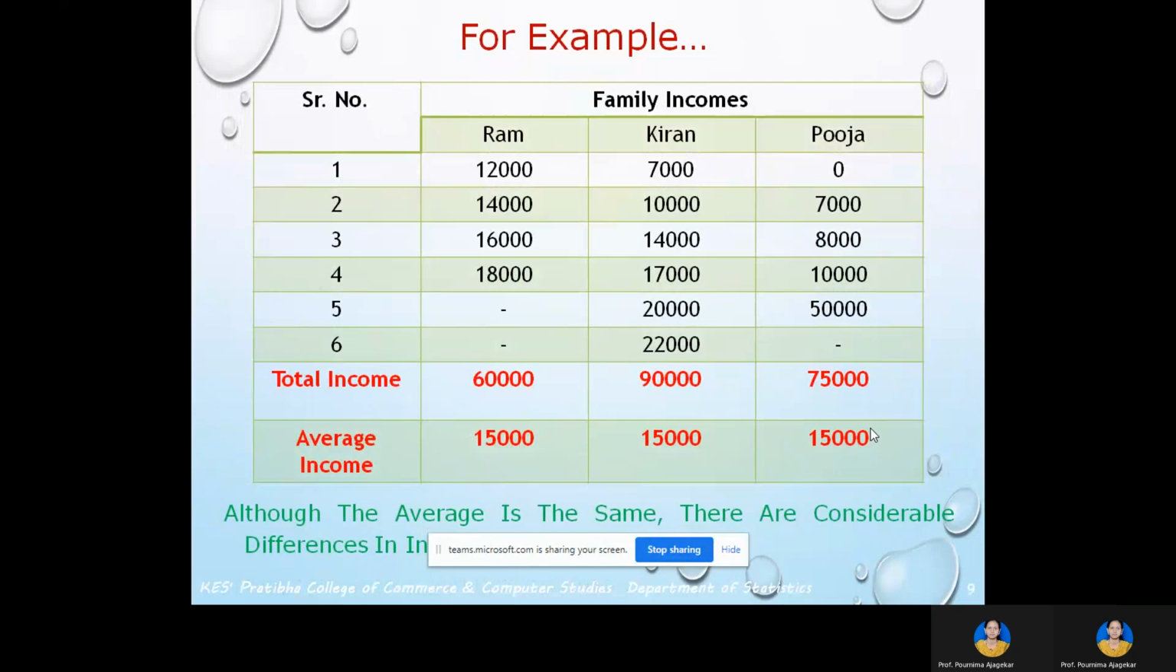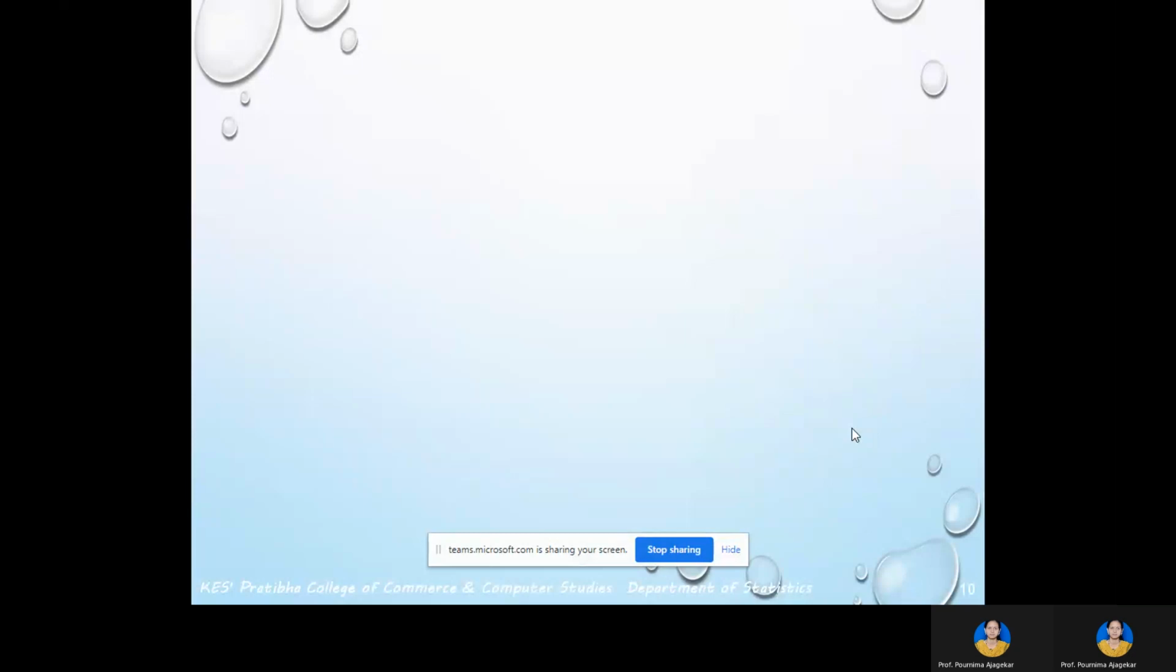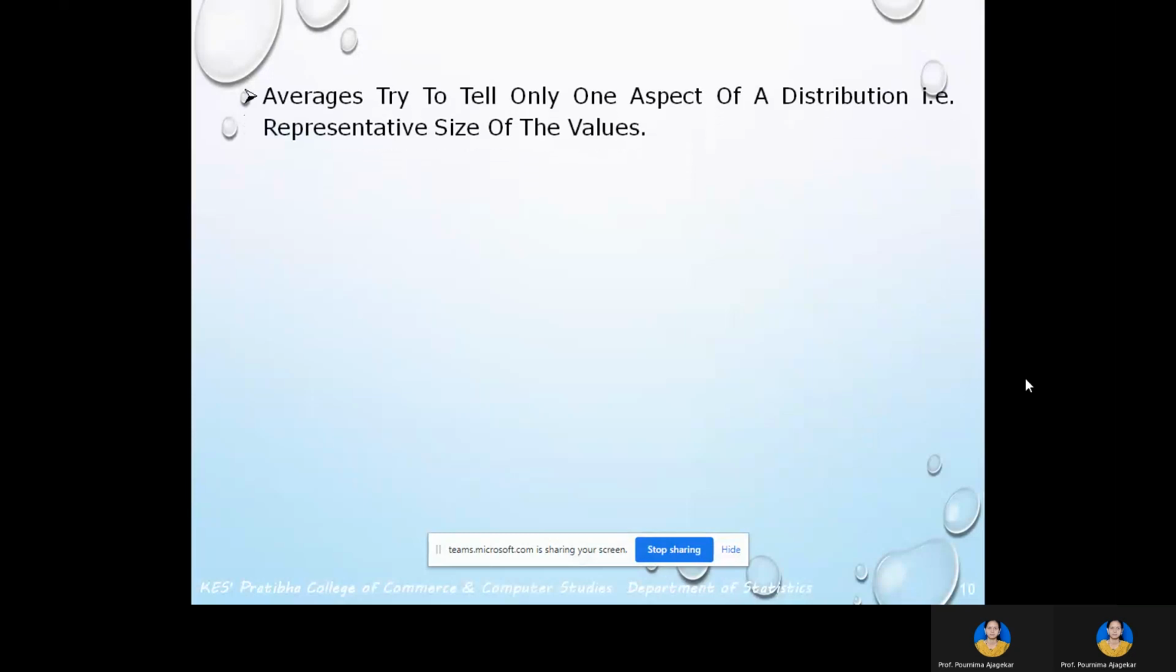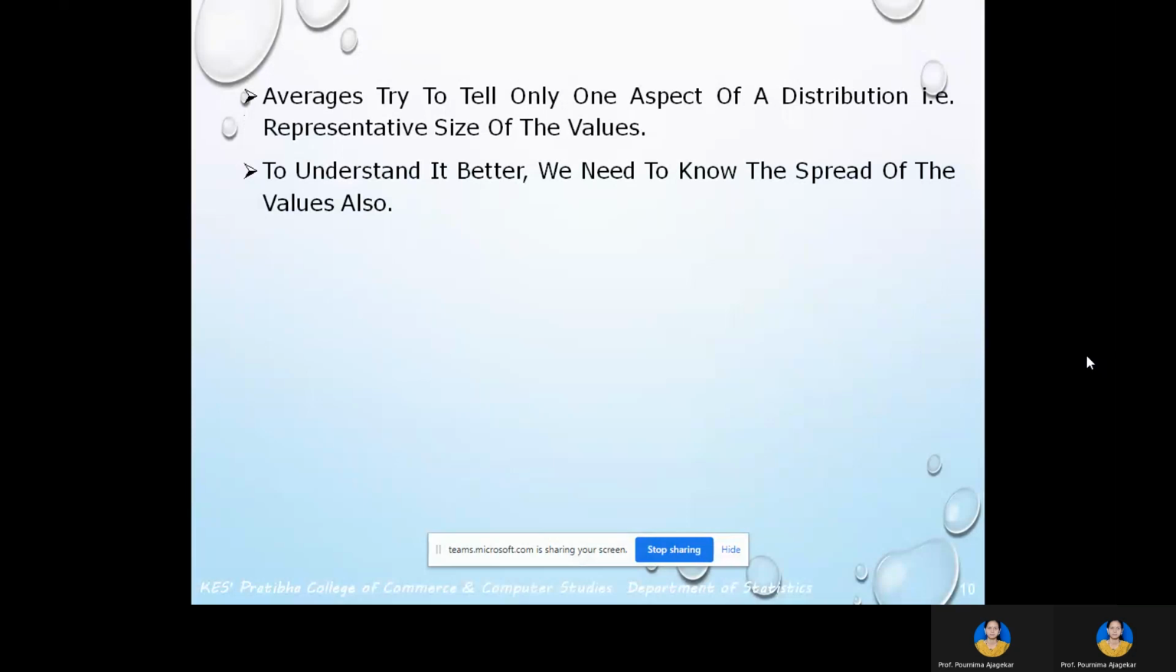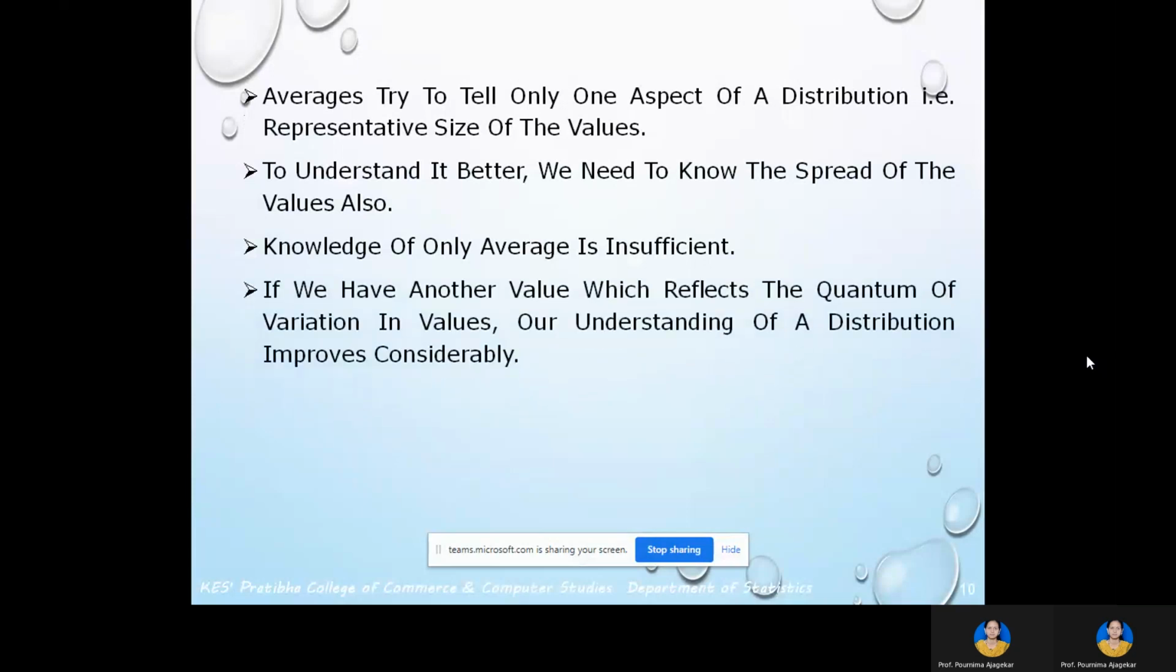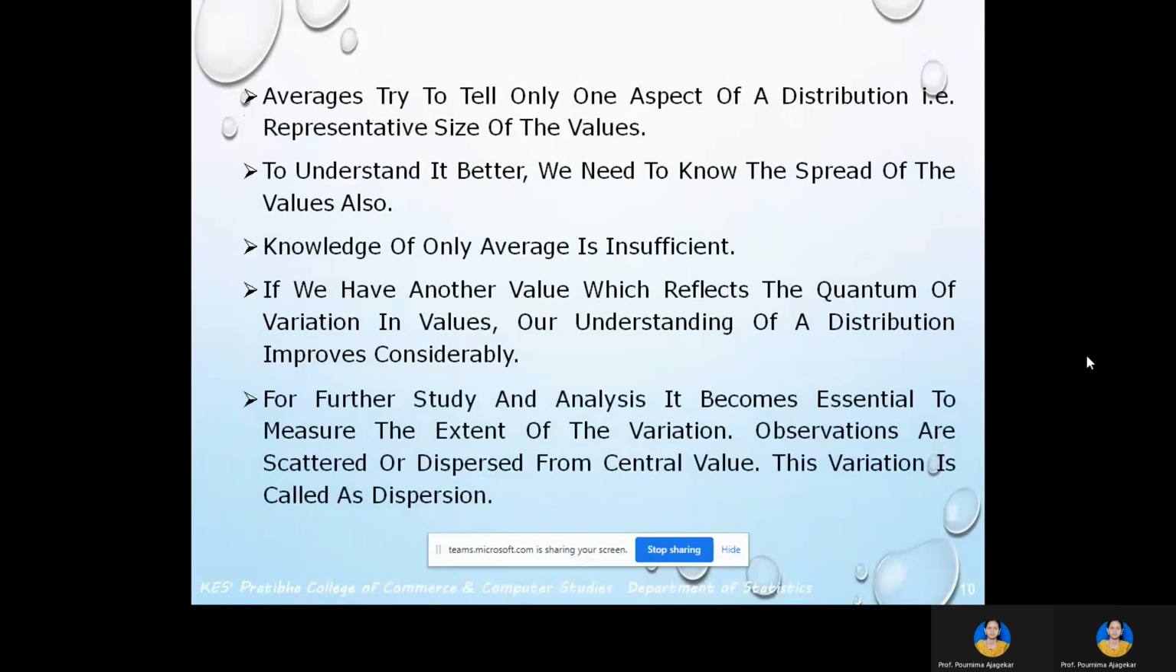Although the average is the same, there are considerable differences in everyone's income. So averages try to tell only one aspect of a distribution, that is, the representative size of the values. To understand it better, we need to know the spread of the values also. Knowledge of only average is insufficient. If we have another value which reflects the quantum of variation in values, our understanding of a distribution improves considerably. For further study and analysis, it becomes essential to measure the extent of variation.